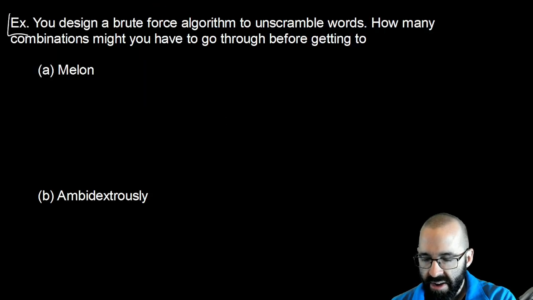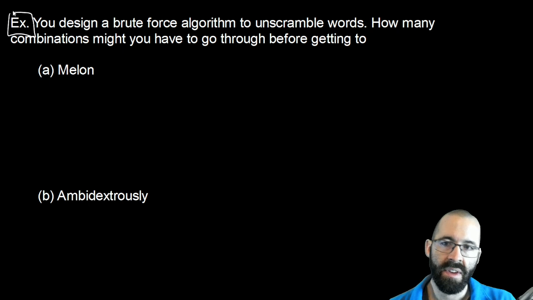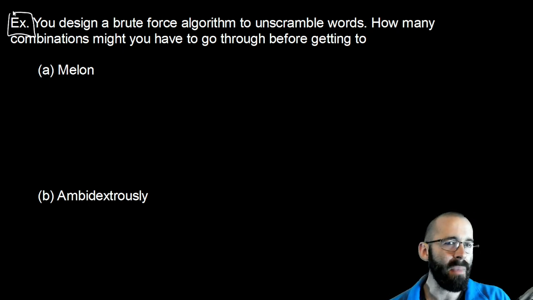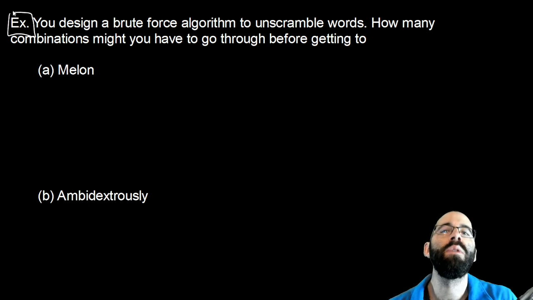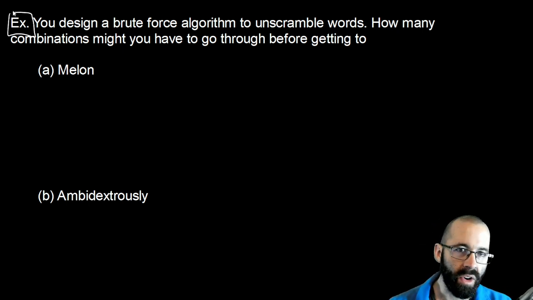So let's say that you're designing some brute force algorithm to unscramble words. The question is, how many combinations might you have to go through? Let's not talk about on average, but what's the most amount of combinations? What's the total number of orderings that you might have to go through before unscrambling something and getting to the word melon?